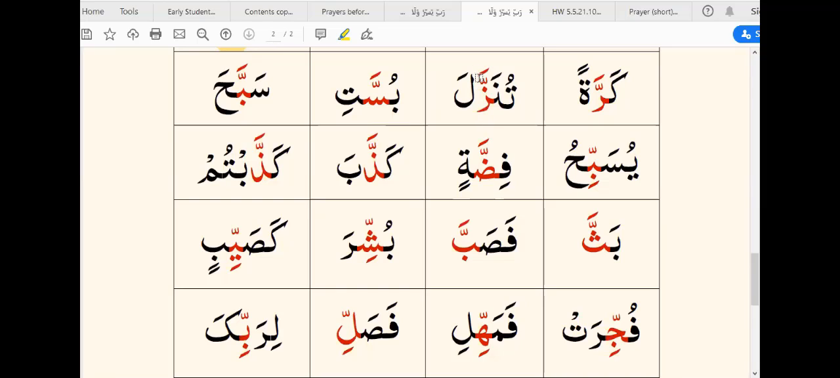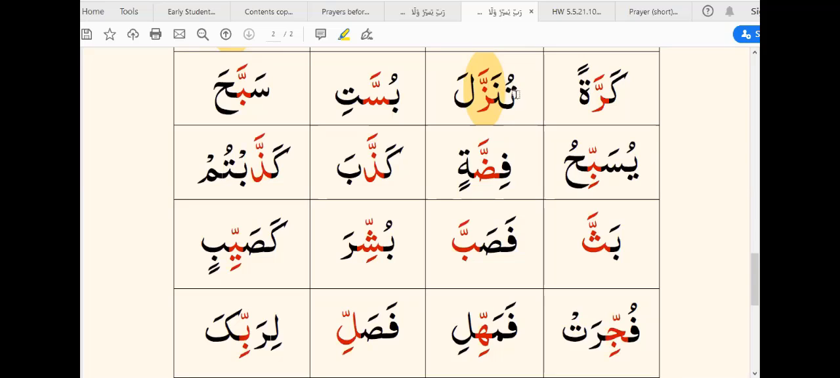Over here we have letter Zal, Za with a shadda. That means we're going to produce the sound 2 times. Naz. It has letter Noon before it. So we're going to join letter Noon with Za. Naz. And then letter Zal has a fatha followed by Lam with a fatha. Zala. Tunaz.